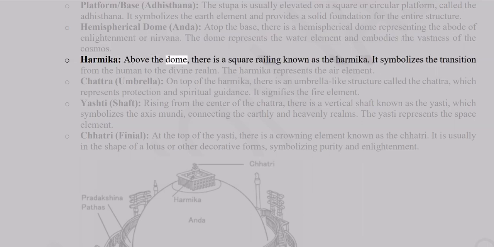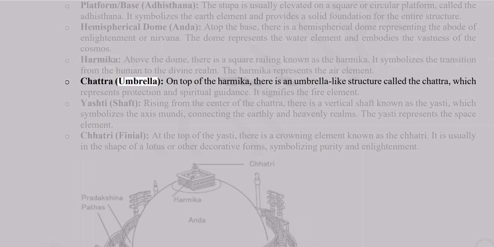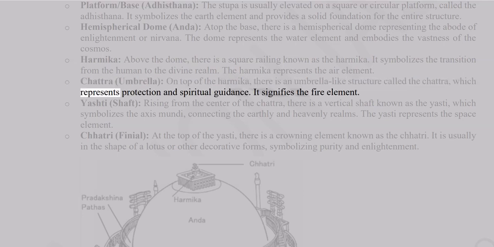Harmika: above the dome, there is a square railing known as the Harmika. It symbolizes the transition from the human to the divine realm. The Harmika represents the air element. Chatra, umbrella: on top of the Harmika, there is an umbrella-like structure called the Chatra, which represents protection and spiritual guidance. It signifies the fire element.